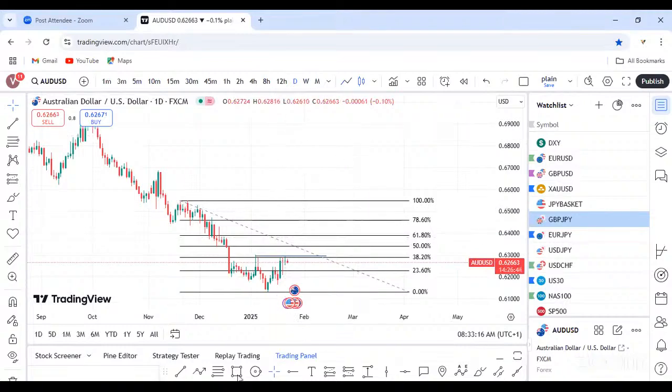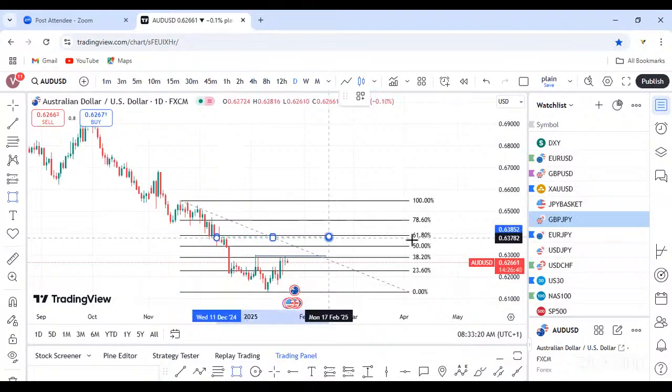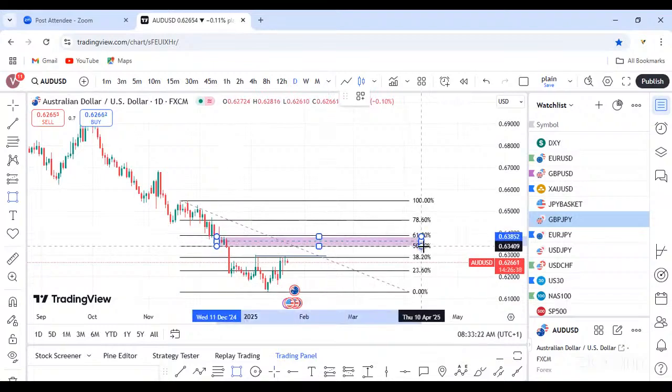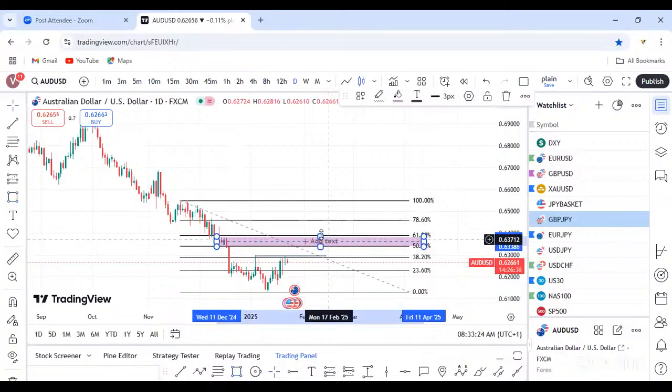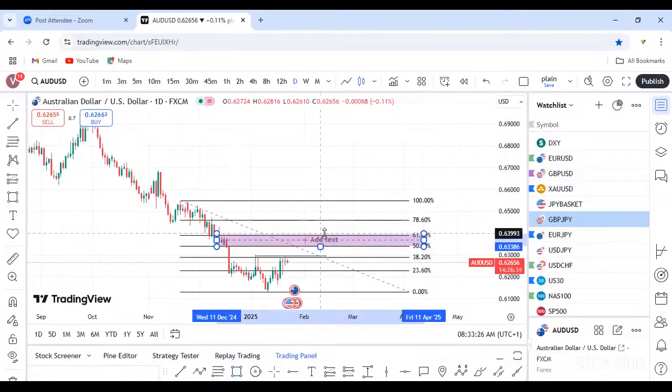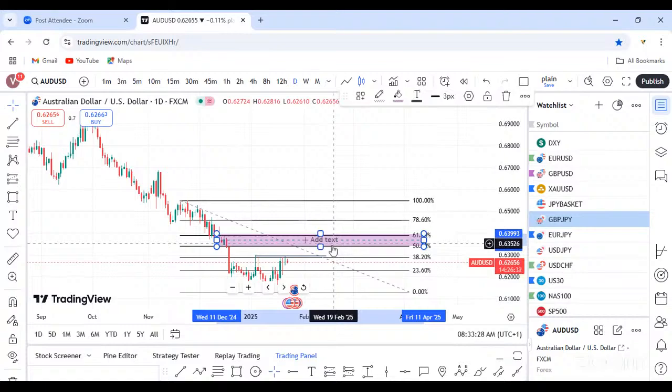What am I doing next? I'm marking out my point of interest. Now, bear in mind that there's a very high possibility that price could trade into the 61.8 to 50% fib level. You could trade in here and start to sell downward, or you could violate.